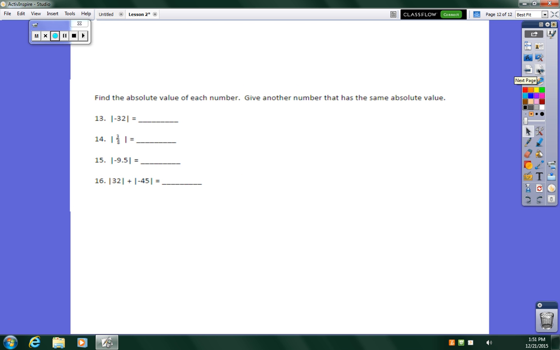And finally, we're going to write the absolute value of each number. Give another number that has the same absolute value. So number 13, let's find the absolute value of negative 32. 14, don't be surprised, there's a fraction. What's the absolute value of 3/8? Just remember the definition of absolute value. Number 15, some decimals here. Find the absolute value of negative 9.5 or 9 5/10. And this is a great challenge problem. 16, take the absolute value of 32 and add it to the absolute value of negative 45 for a sum.